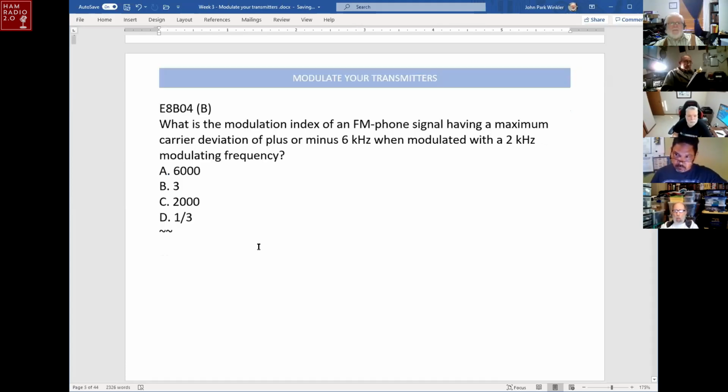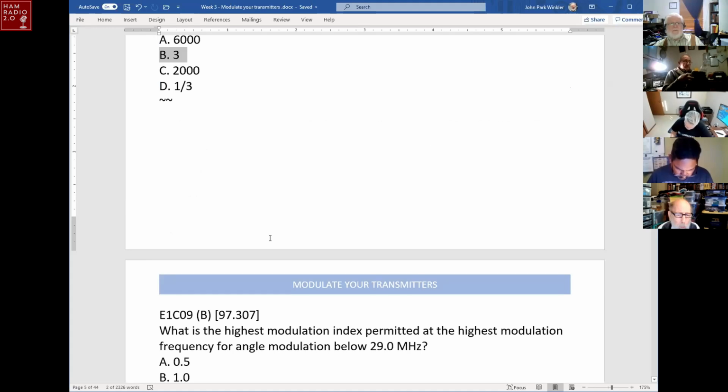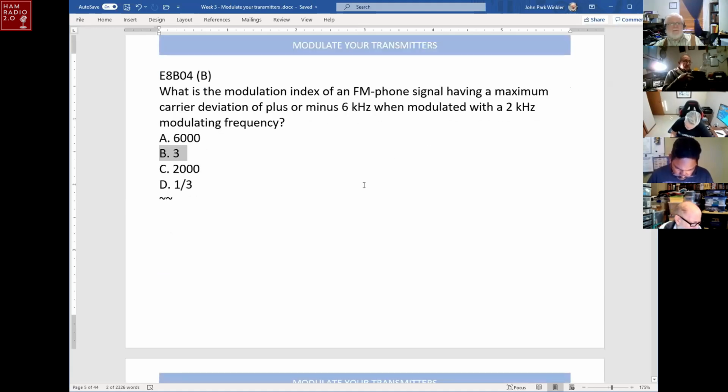Okay, what is the modulation index of an FM phone signal having a maximum carrier deviation of plus or minus 6 kilohertz when modulated with a 2 kilohertz modulating frequency? And again, it's 6 divided by 2, which is 3. And it's that simple math coming out of that first definition.